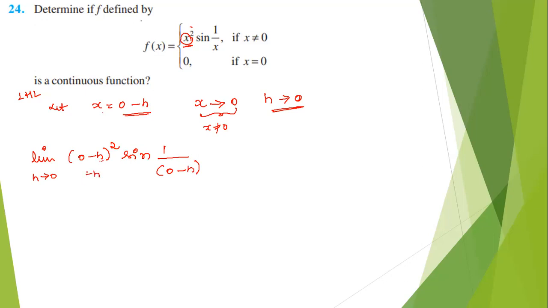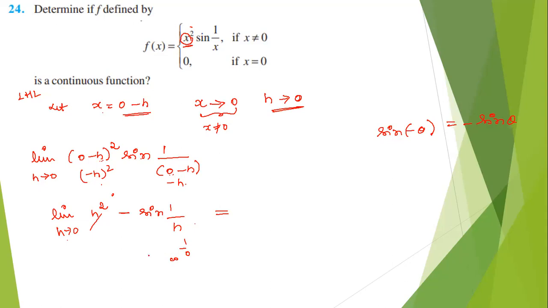You get minus h the whole square, which will be positive. So limit h tending to 0, h square. But what is sine of minus theta? Sine of minus theta is minus sine theta. Since here you are getting minus h, sine of 1 by minus h will be minus sine 1 by h. If h is tending to 0, here also 0 you get. This is 1 by 0, that is infinity. So this will anyway be 0.